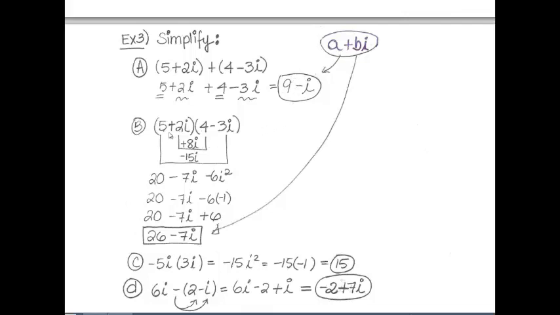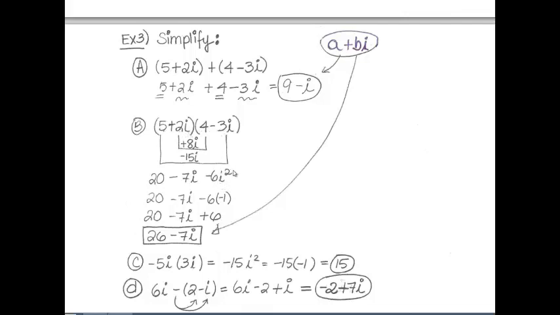Alright, the next one is going to be like a FOIL, because we're multiplying these times this. So you do first times first is 20. Then you do the outside numbers, which gives you negative 15i. Then you do the inside numbers, that gives you 8i. When you combine these two, you subtract to get negative 7i. And then the last one is last times last. 2 times negative 3 is negative 6i squared.